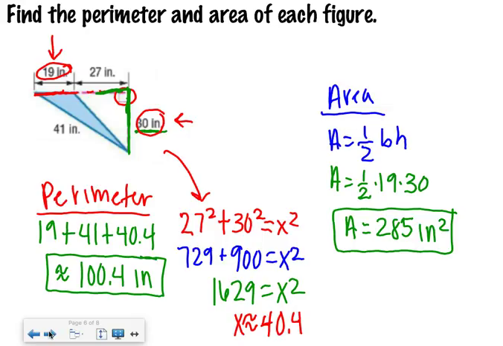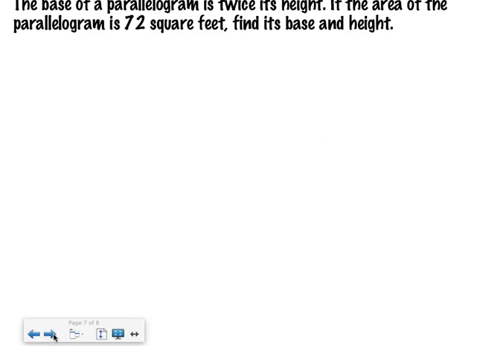Perfect. Okay, one last one. It says the base of a parallelogram is twice its height. If the area of the parallelogram is 72 square feet, find its base and height. Okay, so we got a few things that we got to figure out. I know I'm working with a parallelogram, so my area is equal to base times height. Awesome. Let's see if we know anything.